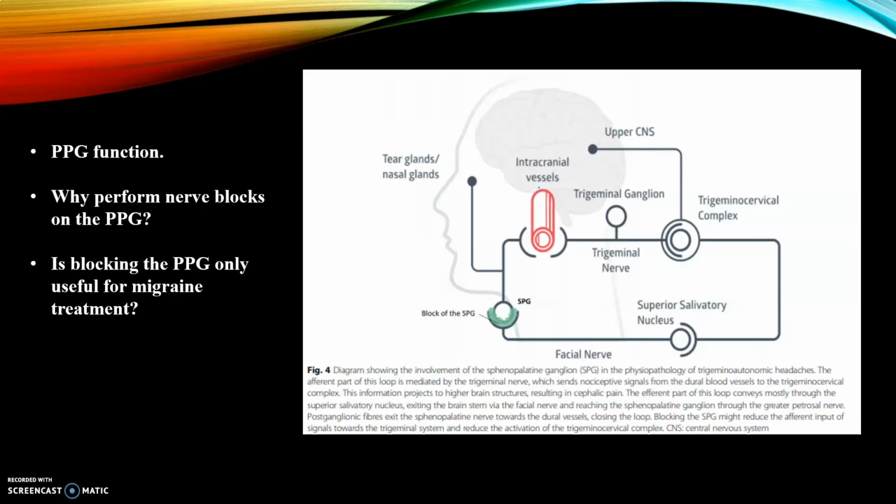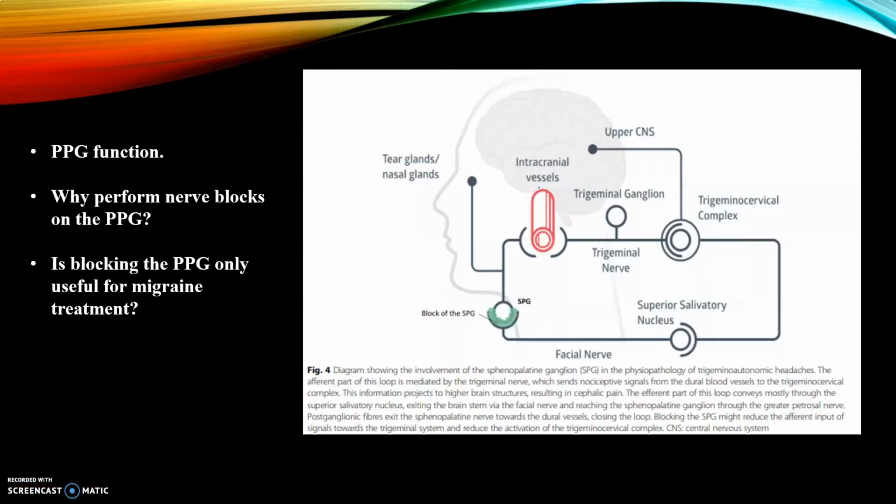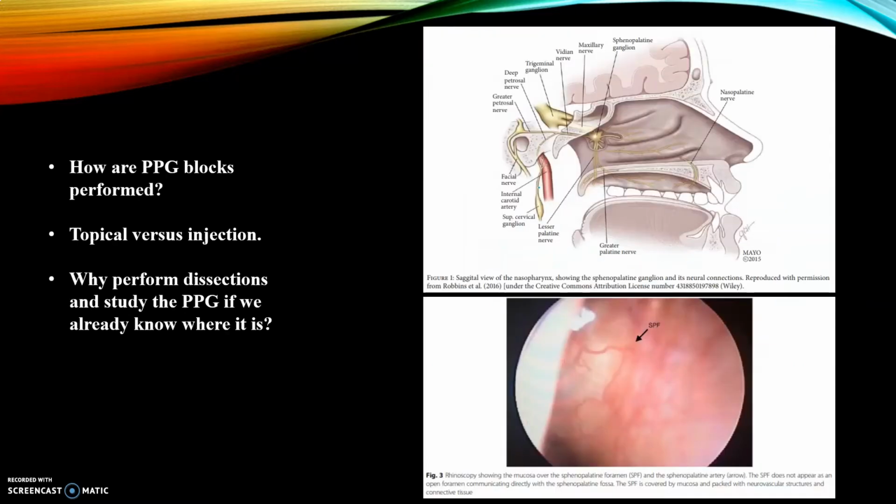Another note I forgot to mention on the last slide is that the pterygopalatine ganglion is also called the sphenopalatine ganglion. So that's why that is labeled there, because evidently neuroanatomy by itself is not hard enough, so you also have to come up with multiple names for the same structures.